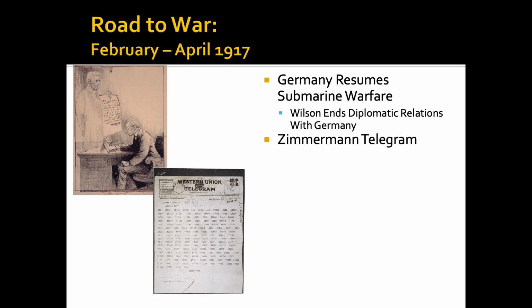And then there was the interception of the Zimmermann telegram. Here's a picture of the Zimmermann telegram, this Western Union telegram, and you can see it's coded. And what it did was it encouraged Mexico to join forces with the Germans. Zimmermann was the German foreign minister, and he had sent this note to the president of Mexico saying, join us against the United States and you'll get that lost land back.